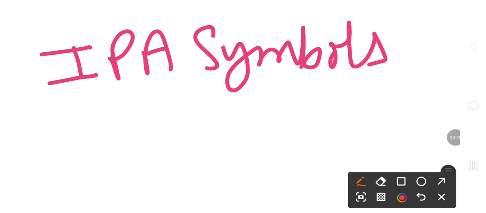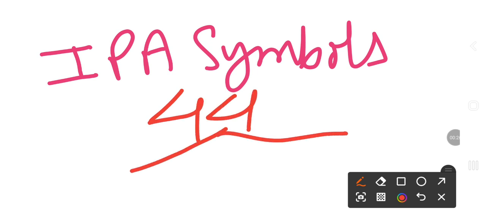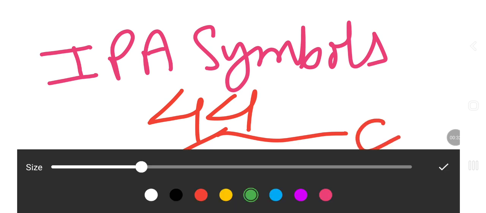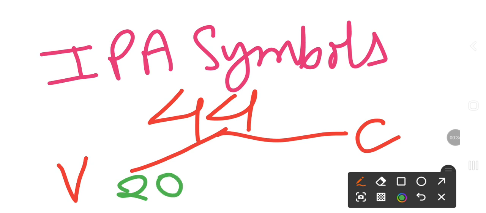There are 44 IPA symbols, which are divided into vowels and consonants. 20 symbols are vowels and 24 are consonants. So please, when you watch this video, note down these symbols and numbers and everything, so you will be able to understand very clearly and nicely, right? So IPA symbols are 44.